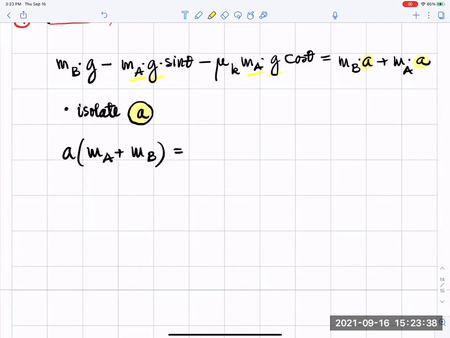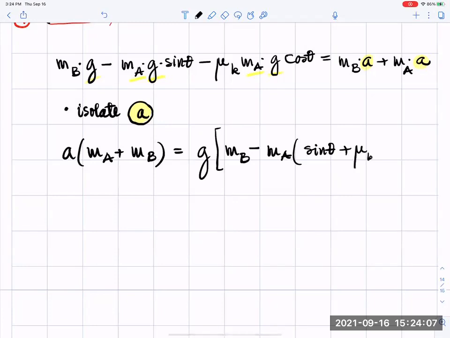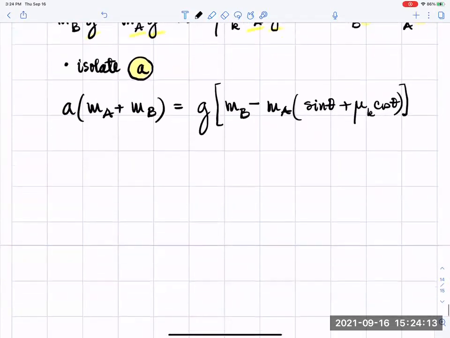Okay, so that's about it. I'm going to put the g all the way in front because g repeats in all of them. So this is equal to g, put a bracket right there, then you have M B minus, now I'm going to factor out M A, with parentheses, sine of theta, plus, because I'm factoring out with a minus in front, mu k cosine of theta. This is just to have a nicer form of your algebraic formula for acceleration.